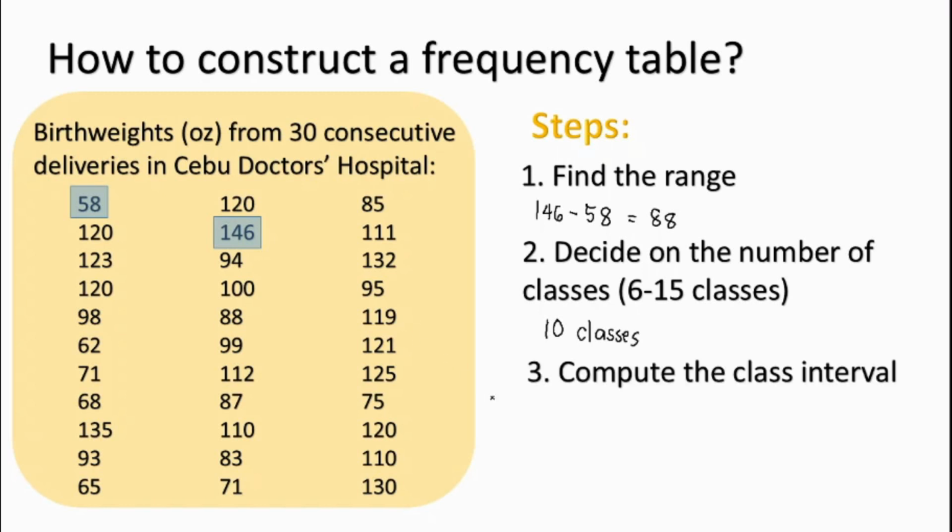For the third step, we compute for the class interval. A class interval is found by dividing the range and the number of classes, which is found in number 2. So in this case, we have 88 divided by 10, which gives us 8.8. Now it is recommended to always round up whatever the value you found in this formula. So in this case, we rounded up to 9.